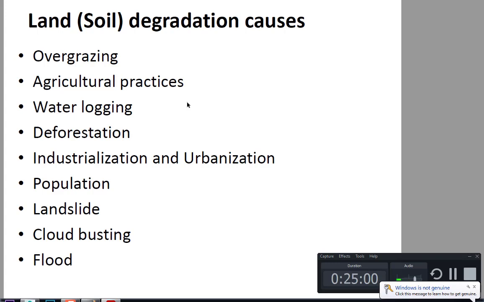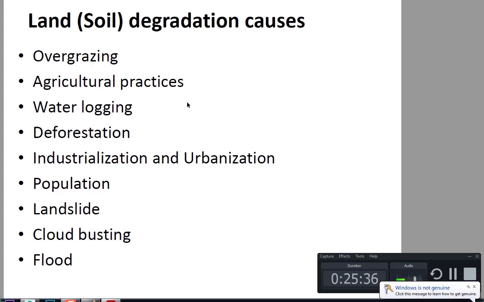Cloud bursting and flood. First we have to understand the meaning of cloud bursting. Cloud bursting means an excess amount of rain in a particular time. If heavy rain falls in a short time, this is known as cloud bursting. Due to cloud bursting, this situation will also create landslide phenomena, as well as vanish the topmost layer from hilly areas and degrade the land and soil.